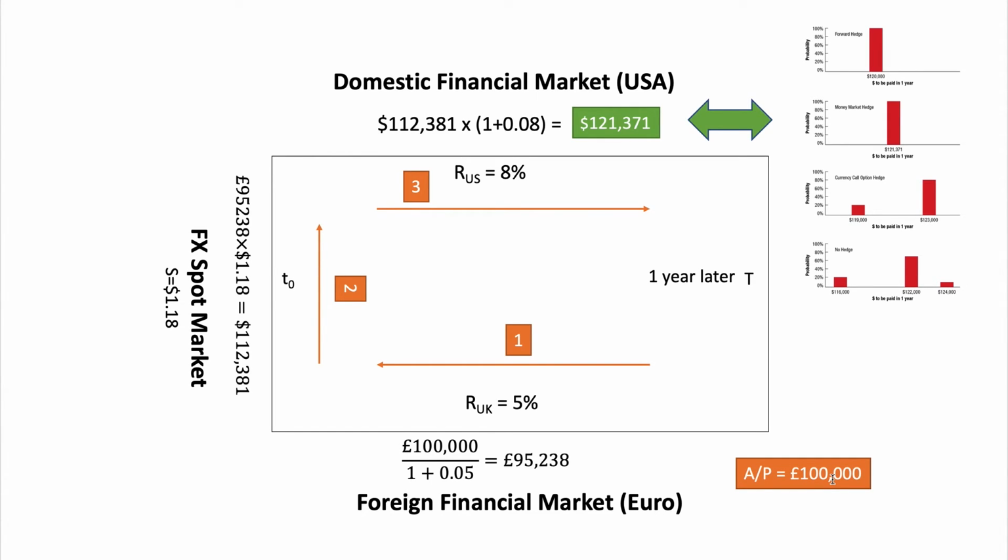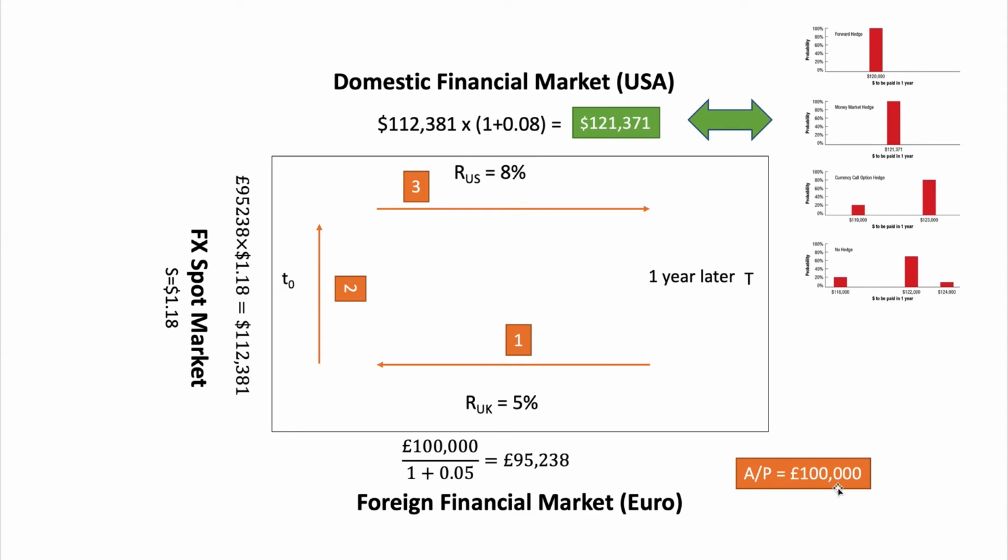100,000 pounds. I'm sorry, I'm using the pound sign. Actually, it should be the euro sign. Oh, it's a euro sign. For some reason, I put the pound sign there. Okay, it's my mistake. So here should be a euro sign.